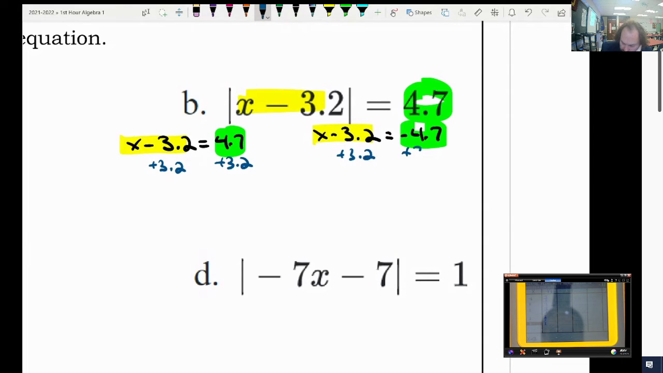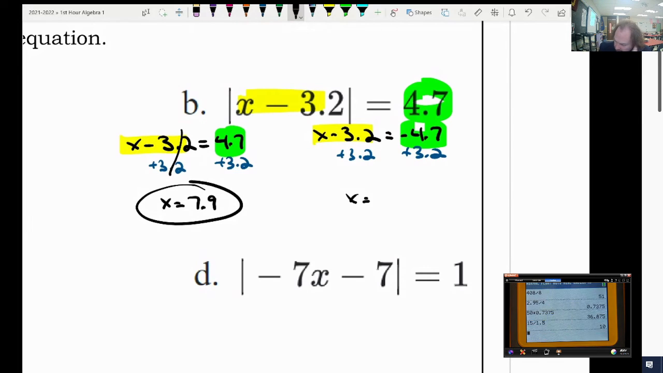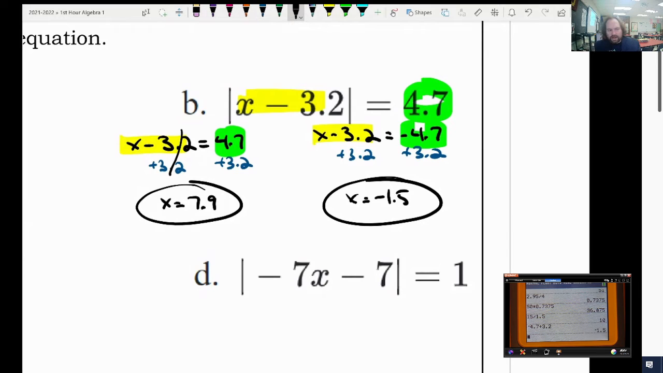Don't let the 3.2 confuse you. It just adds like any other number. 4.7 plus 3.2 is going to be 7.9 over there. And this is -4.7. Let me go to the calculator here. -4.7 plus 3.2, which is going to be -1.5 for the other number. Again, the answers don't really matter here.